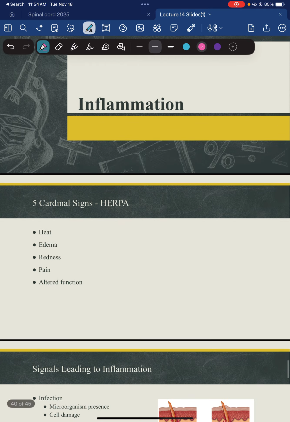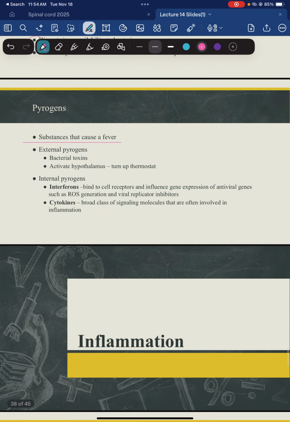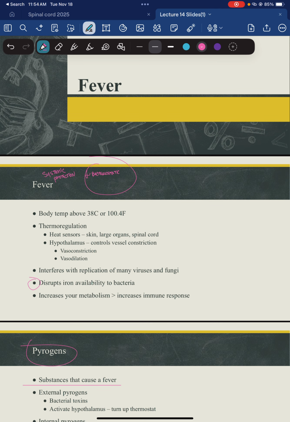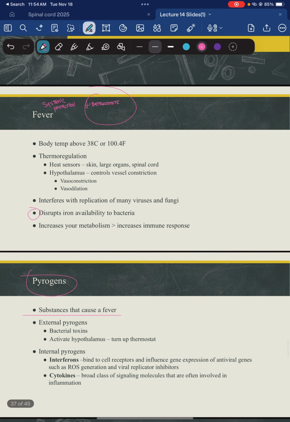That covers fever. Fever is pretty straightforward. It's just these guys turn up the thermostat, and then keep in mind that it's a bacteriostatic elevation of metabolism that really drives that forward, helps clear out that infection. Any questions up to now?